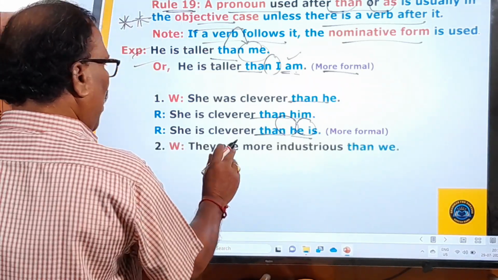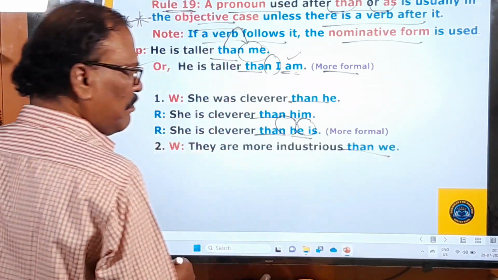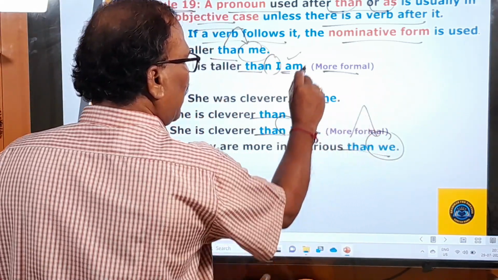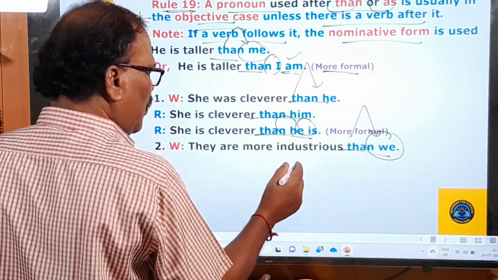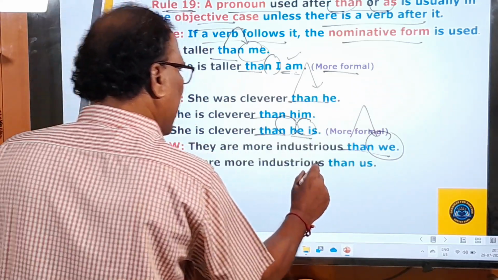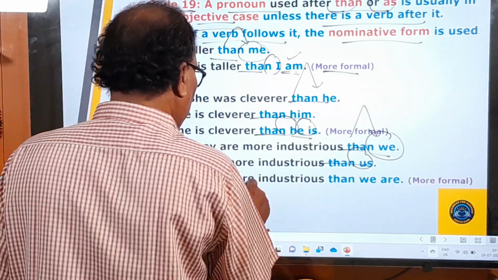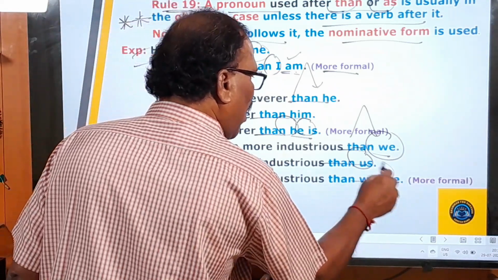One more example. They are more industrious than we. We is used. You should not say that, after than only objective case pronoun. So what should be there? They are more industrious than us. Us should be there. And if at all there is a verb, then you can say, yes, they are more industrious than we are.